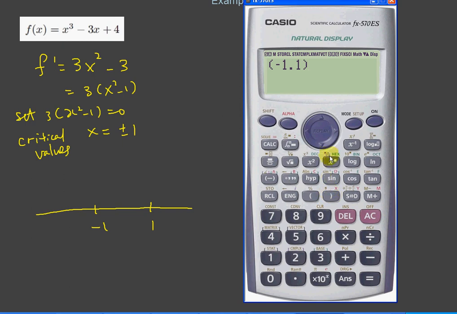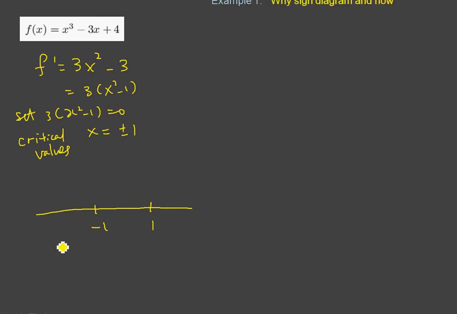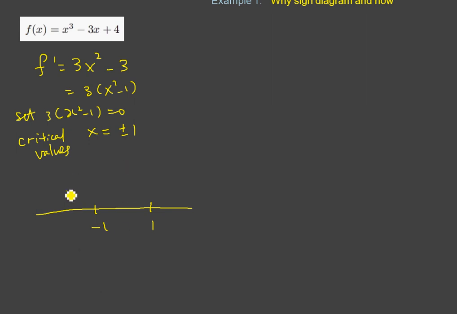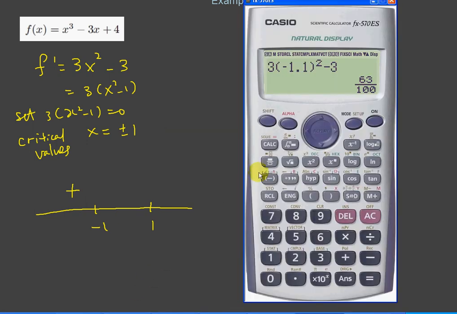1.1. Is that fair? And I'm going to square it. Oh, actually I should times 3, and then minus 3. Because this is the f prime function, we don't really care about the value, but the sign of this value is positive. So it's positive. And you repeat the thing again and again until you're done.